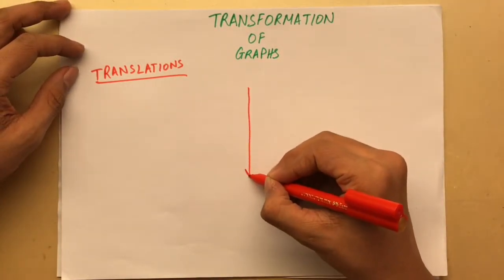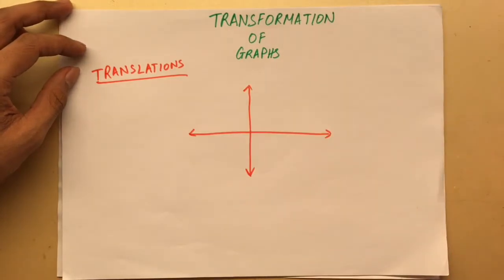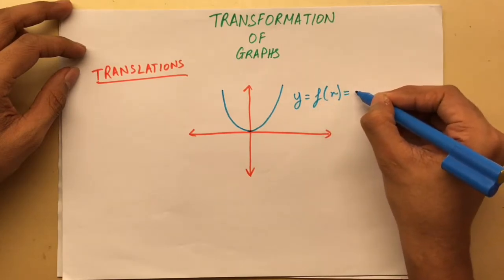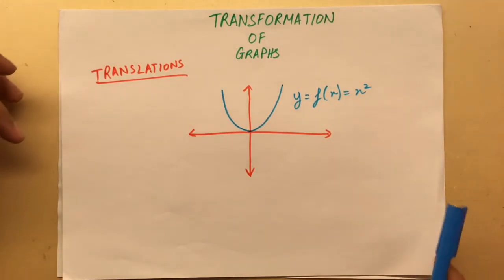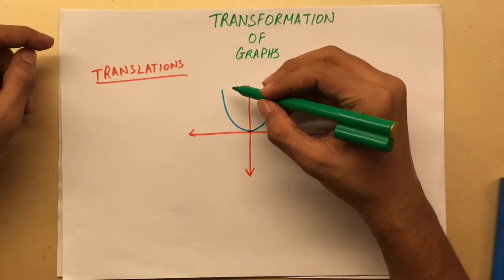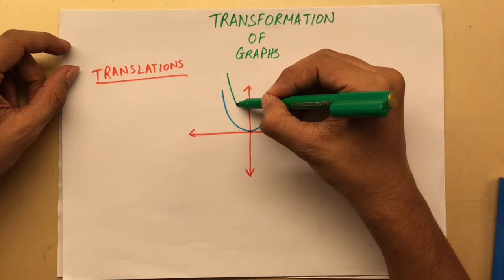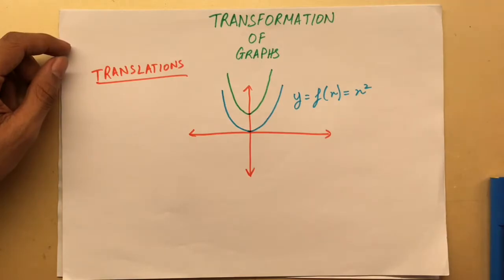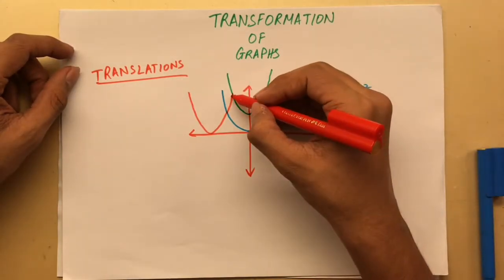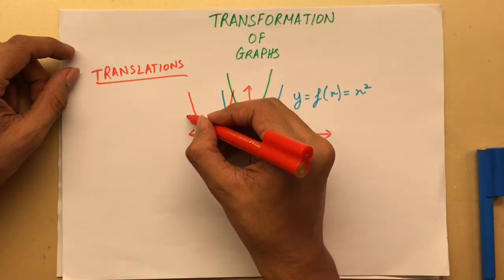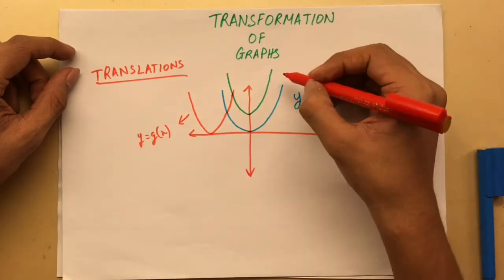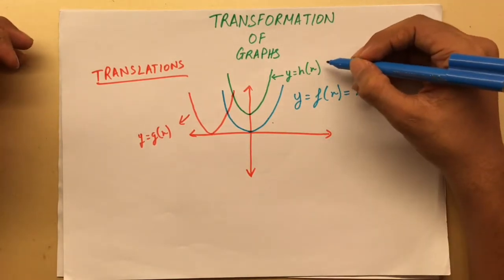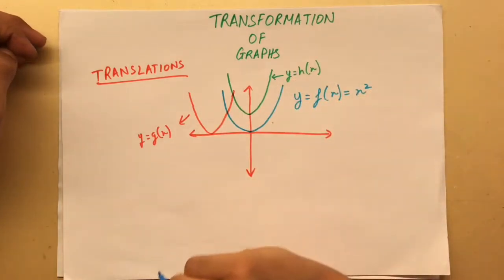So if I had this xy plane, and let's say I had a function y is equal to f of x is equal to x squared. Anything like shifting the same function up or shifting it sideways would count as a translation. Let this be and this. We know that the blue graph over here is x squared. And now we want to find the equation of these two graphs.